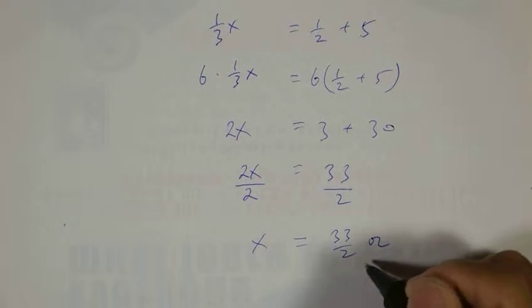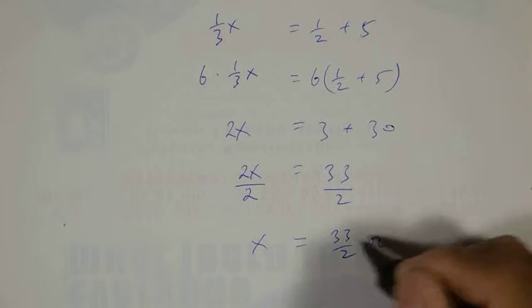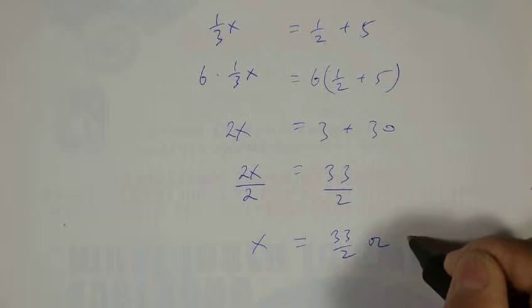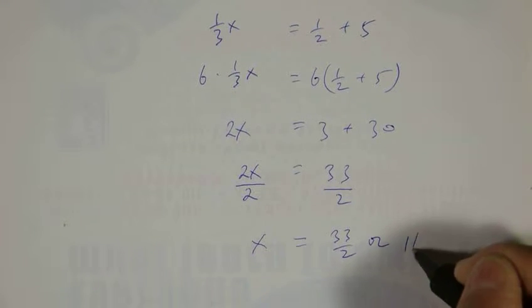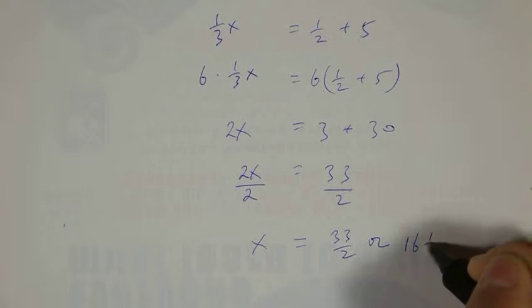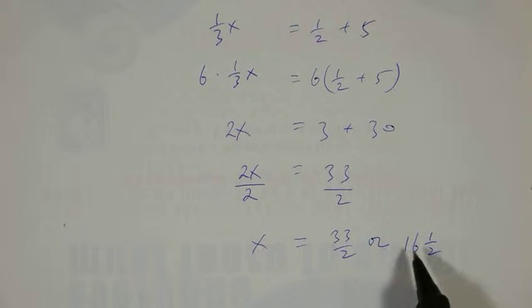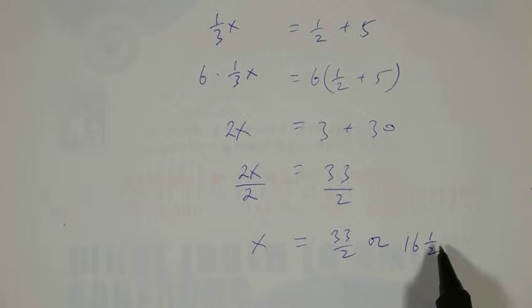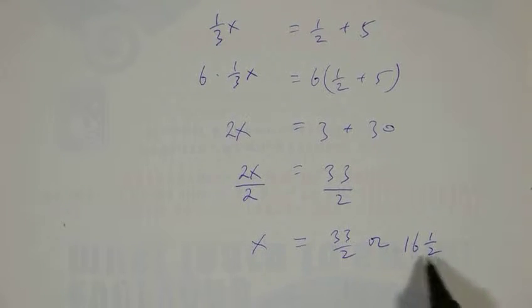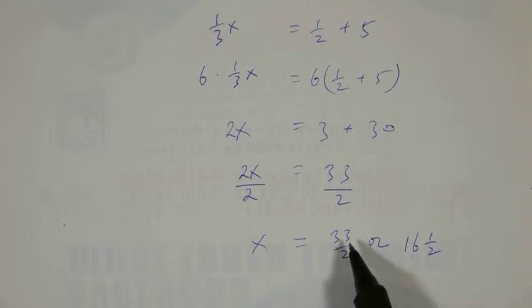So what is it? You have 33 divided by 2, you have 1 here, carry 1, you're 6, you have 1 over 2. Well, let's double check. 16 times 2 is 32, 32 plus 1 is 33. So this is a mixed number, 16 and a half, or as an improper fraction, 33 over 2.